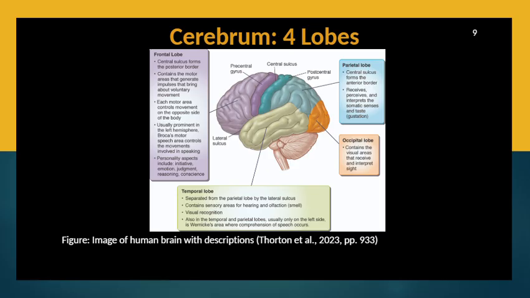Together, these lobes allow us to move, think, perceive sensation, understand language, form memories, and interpret what we see and hear. Recognizing which lobe is responsible for which function will help you quickly identify abnormal findings during neurologic checks and communicate concerns clearly to the healthcare team.